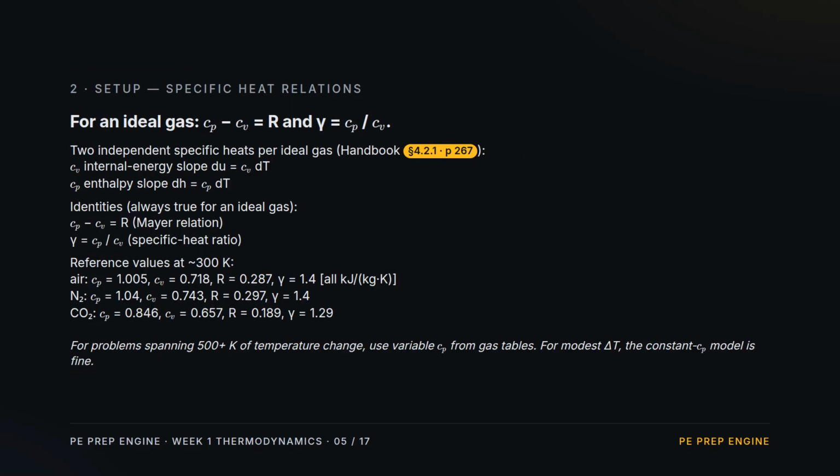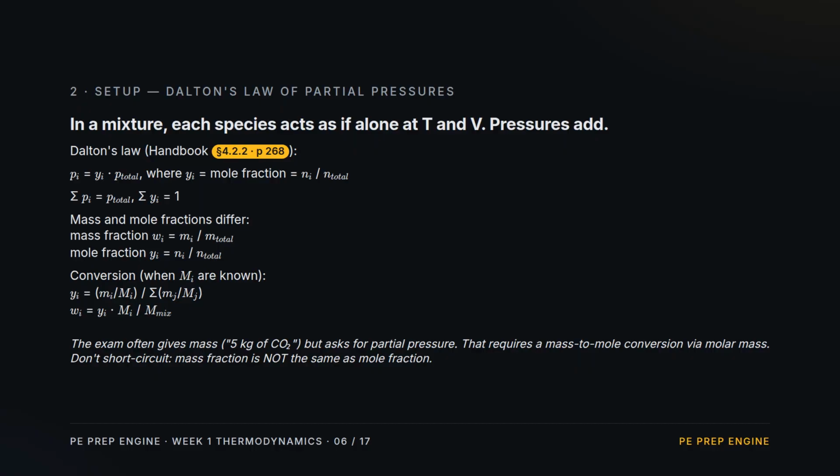Specific heat relations. An ideal gas has 2 independent specific heats. CV for internal energy change, CP for enthalpy change. 2 identities. CP minus CV equals R, and CP over CV is gamma. For diatomic gases like nitrogen, gamma is about 1.4. For triatomic ones like carbon dioxide, it drops to about 1.3, as extra vibrational modes absorb energy. For temperature swings over about 500 Kelvin, use variable CP from the gas tables. For modest changes, constant.